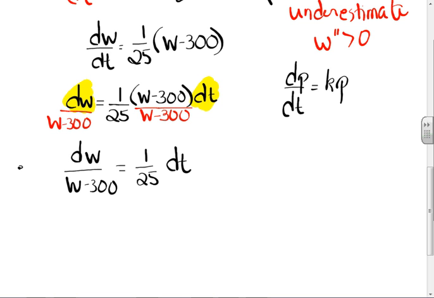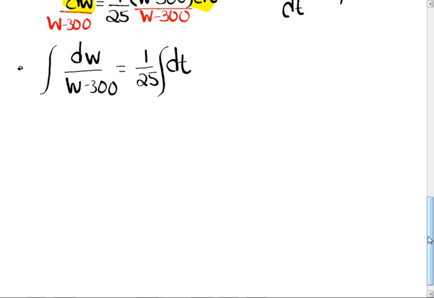No, leave the 25 over there. Integrate it. The 25 over here will just give you a headache. It's okay. It's not that bad on this problem, but on other problems it can be. What's the antiderivative of 1 over w minus 300?